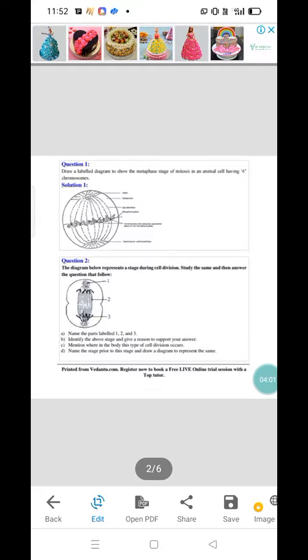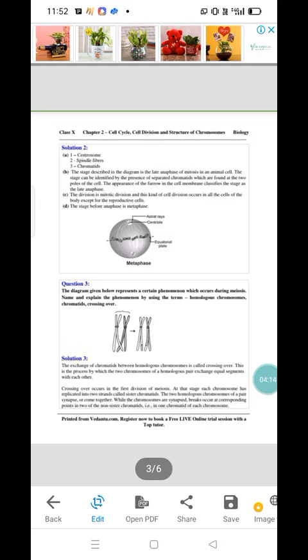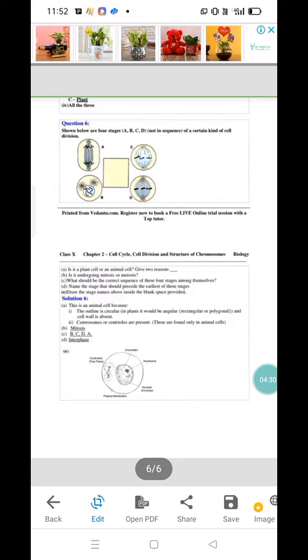Next, mention where this kind of cell division occurs. This kind of cell division occurs in all the body cells, okay, except for reproductive cells. And the stage before this is metaphase, because it is where all the chromosomes lie along the equatorial line. So like this you will be solving all the questions, okay.